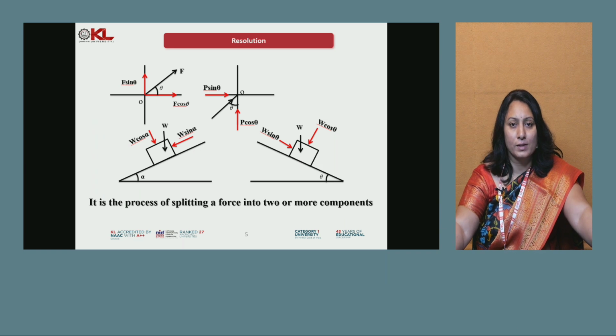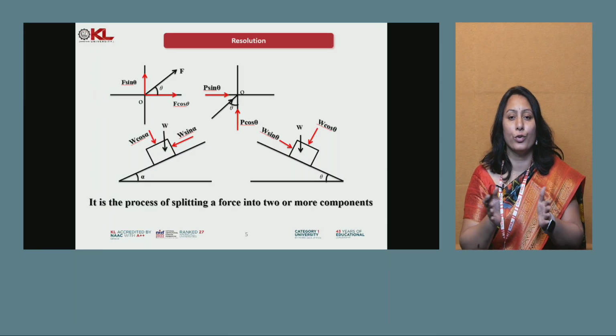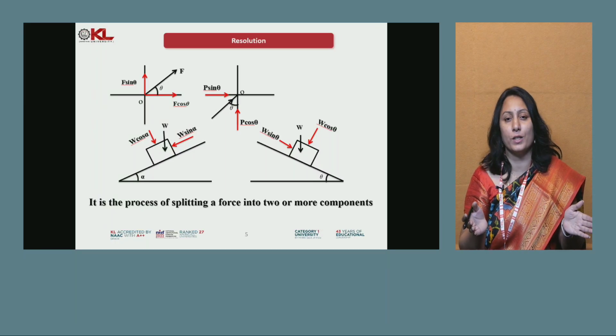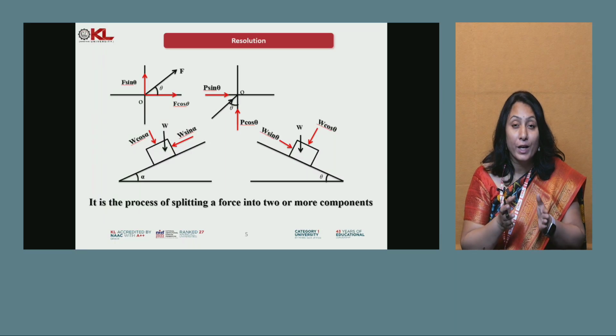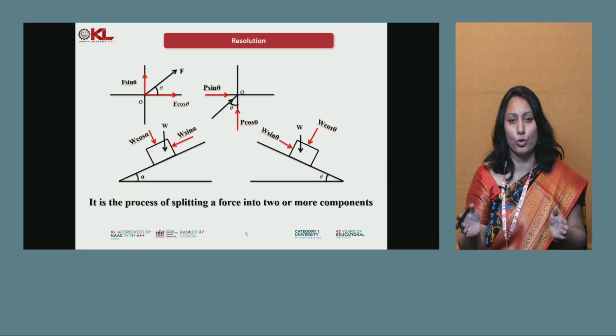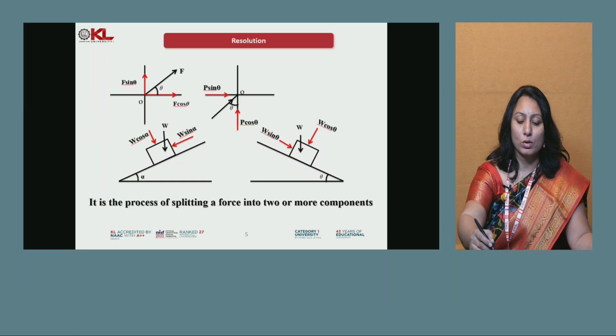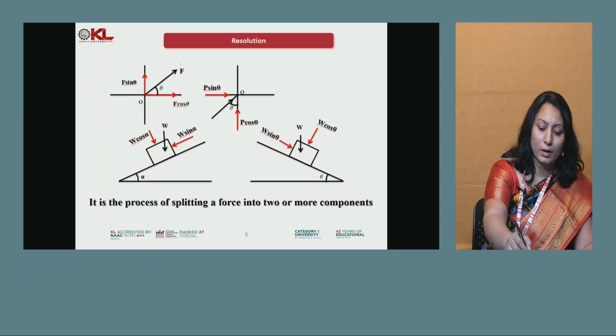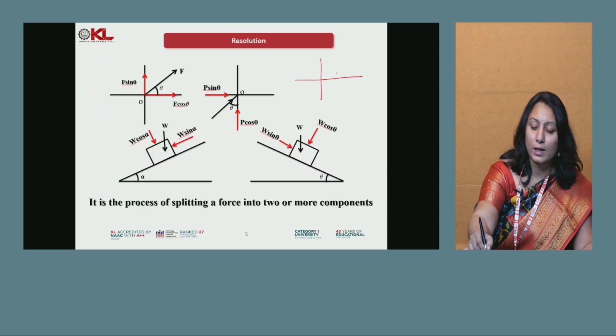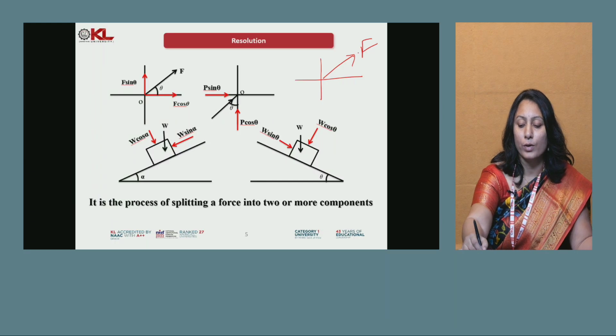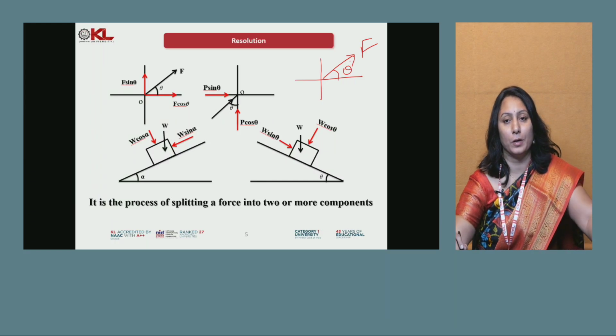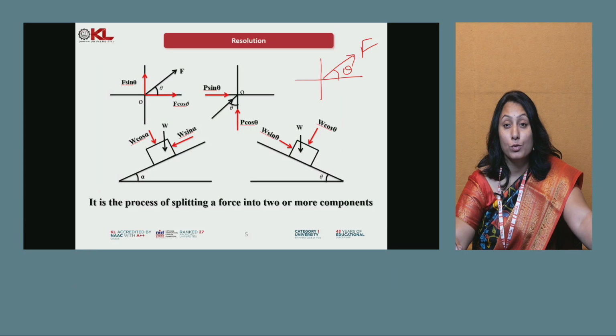So first of all, let us see what is resolution. Resolution is nothing but splitting of force into two or more components. Simply we can say dividing a force into two or more components, right? So here, let me draw it once again. A force F is at an angle of theta, right? Now we need to split this force into two or more components.